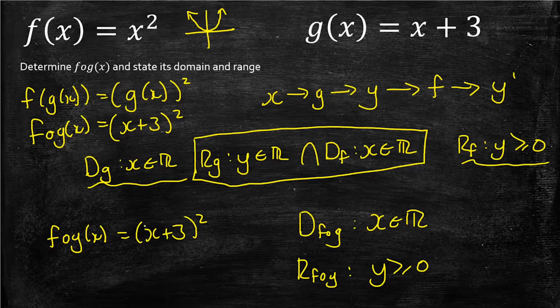It does make sense because this, again, is a quadratic. Quadratics can usually take all real numbers. And again, this is a quadratic that has been translated 3 units to the left. So all we've done is translate the function 3 units to the left, and as you can see, y still has to be greater than or equal to 0. What about g of f of x?